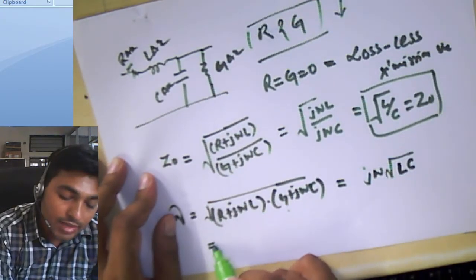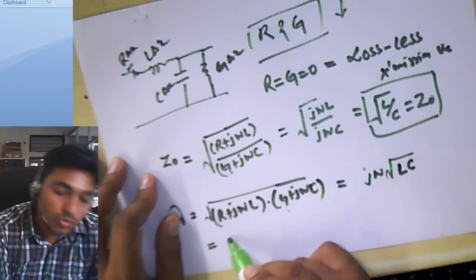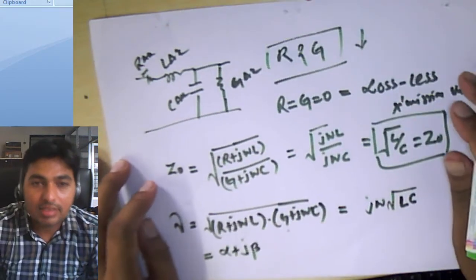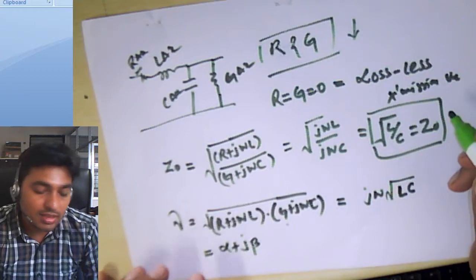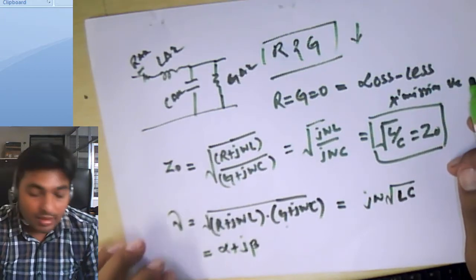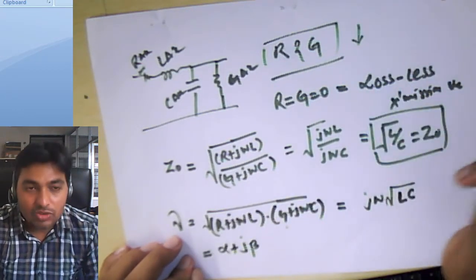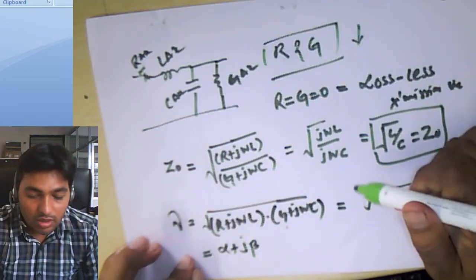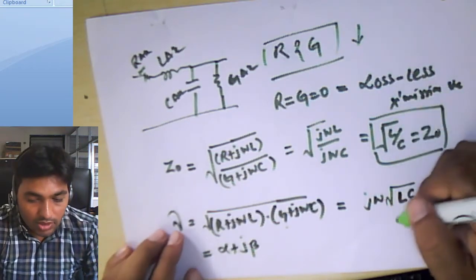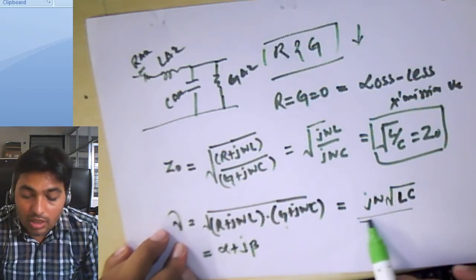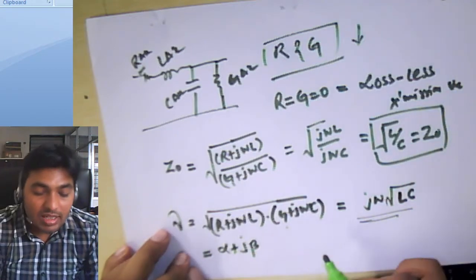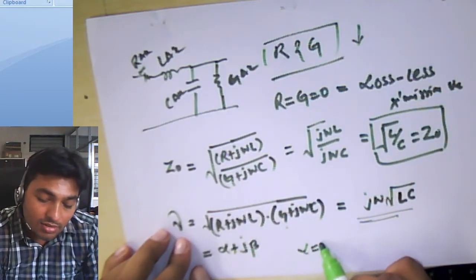Now, while defining this propagation constant, we defined it as alpha plus j beta. We said at the time of definition that it is in general a complex quantity which has a real part as well as an imaginary part. After substituting the lossless condition, we got the propagation constant equal to j omega square root of LC. So it shows that for a lossless line it will have only an imaginary component, and it does not have any real component. So for a lossless transmission line, alpha is equal to 0.